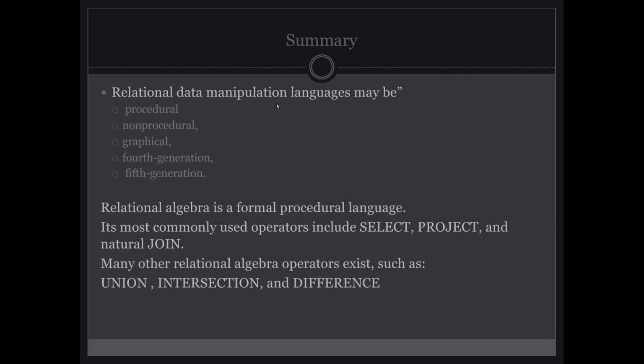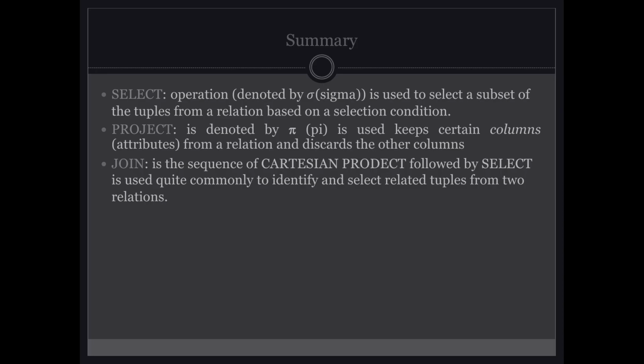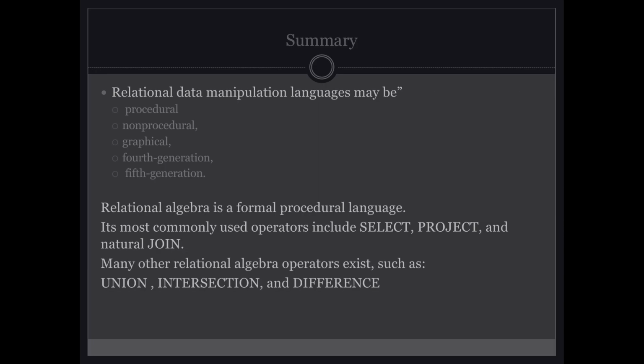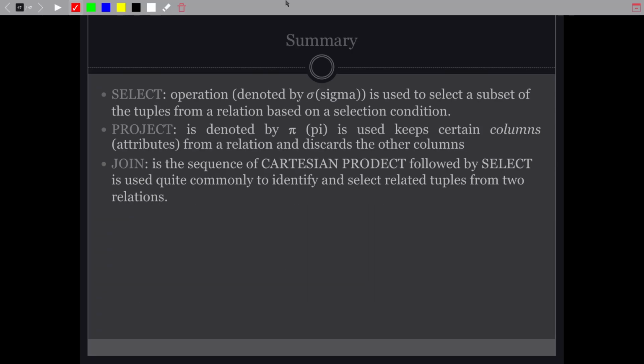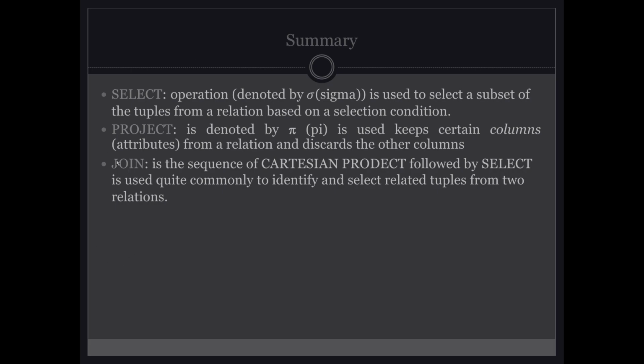Summary: relational data manipulation languages may be procedural, non-procedural, graphical, fourth generation, fifth generation. Did we see this? I remember seeing it in a previous lecture, but not this one. I'm not really sure. It doesn't matter. Relational algebra is a formal procedural language. Its most commonly used operations are select, project, and natural join, and join being just product followed by select. Many other relational algebra operators exist, such as union, intersection, and difference. And this is the definition of select, project, and join, which we've already seen.